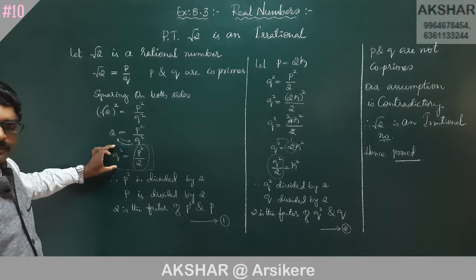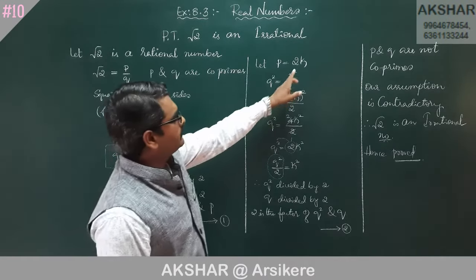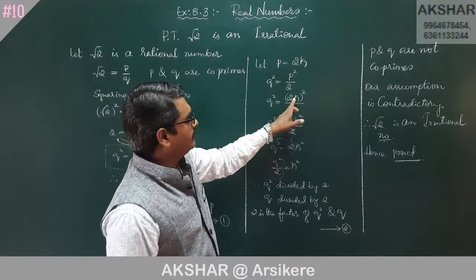Substitute P is equal to 2k in this equation, Q square is equal to P square by 2. Substitute the value of P. So P is 2k whole square. Q square equals 2 square means 4k square by 2. 2 ones are 2, 2 twos are 4. Q square is equal to 2k square. So transfer 2, it becomes Q square by 2 is equal to k square. So Q square divided by 2. In the same way, Q also divided by 2. It means q square and q are multiples of 2 or 2 is the factor of q square and q.